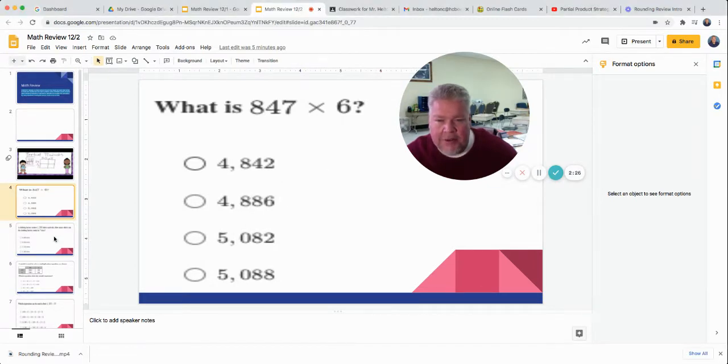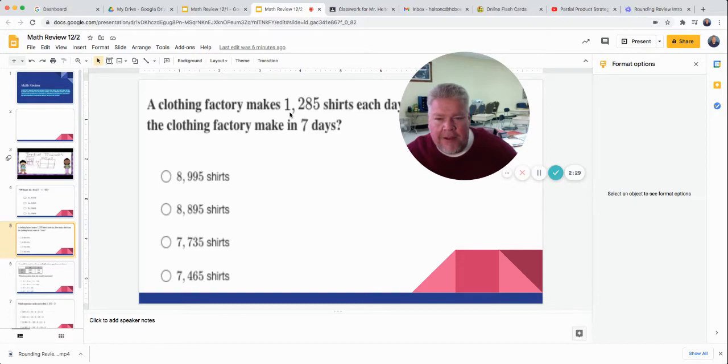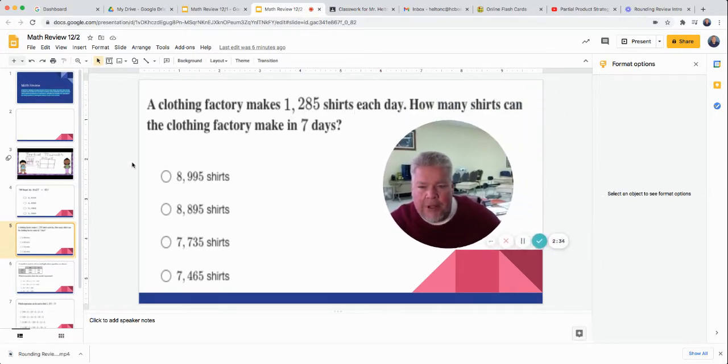Now let's look at this next question here. A clothing factory makes 1,285 shirts each day. How many shirts can the clothing factory make in 7 days? So 1 day this many, 7 days would be 7 times that many. So again, on this problem, you just need to multiply 1,285 times 7. 1,285 times 7 will get you 8,995 shirts. This would have been your answer for this one.